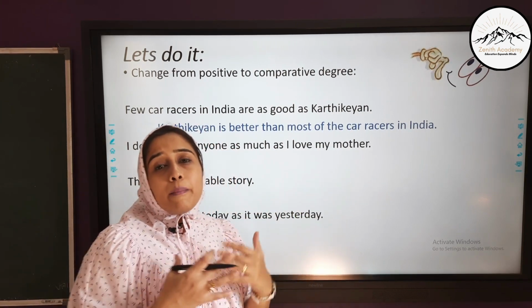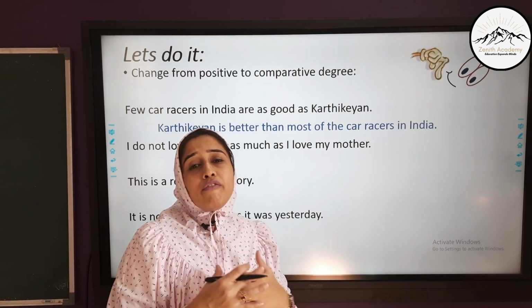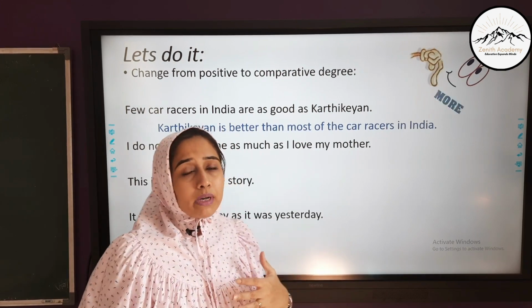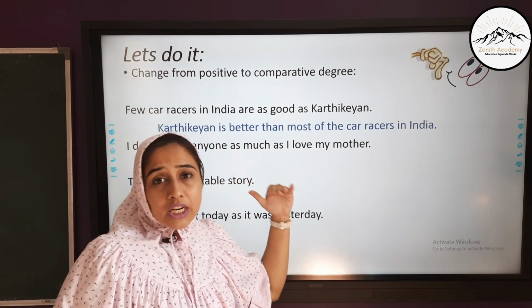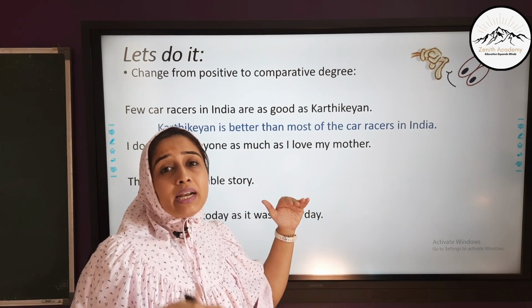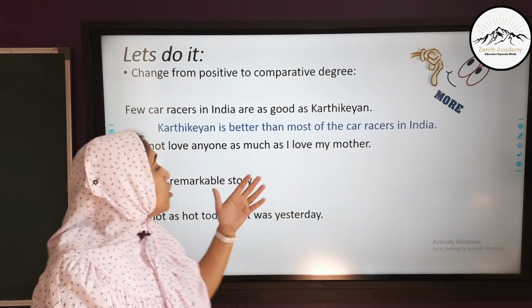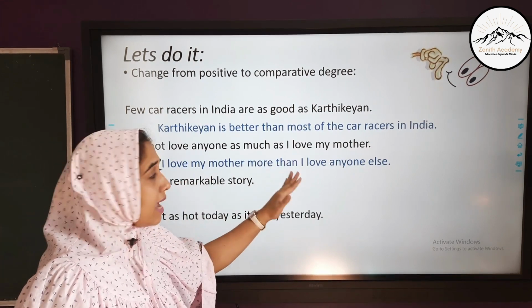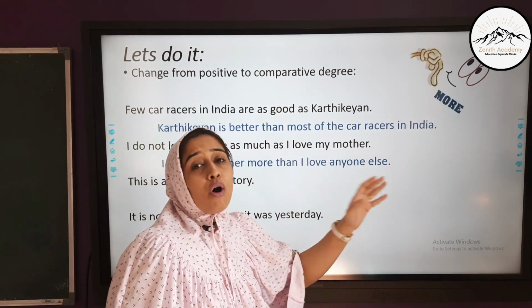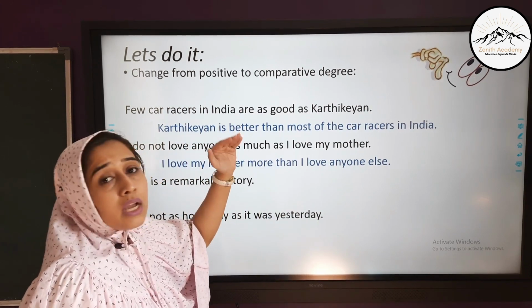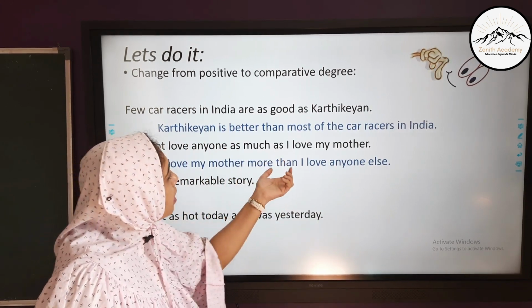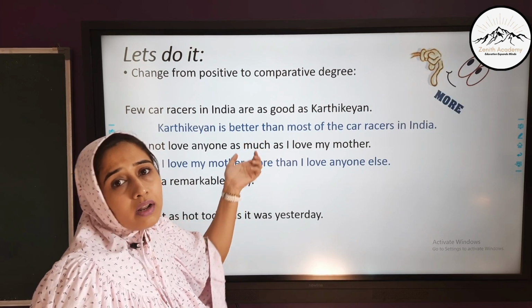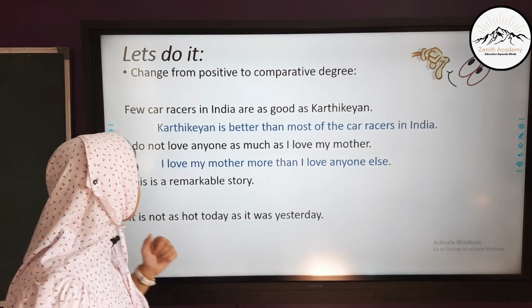Next one is, I do not love anyone as much as I love my mother. Here the comparison is of love between mother and other family members. So when I change it into comparative degree, it does not mean that I don't love my other family members. So the sentence becomes, I love my mother more than I love anyone else. Also remember, when we are changing into comparative degree, the word than is coming after the degree of comparison.